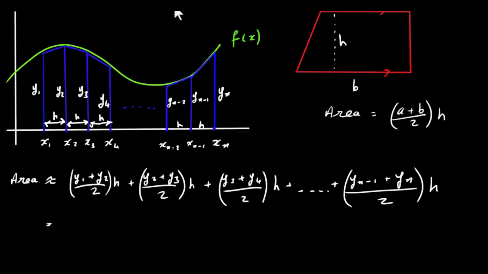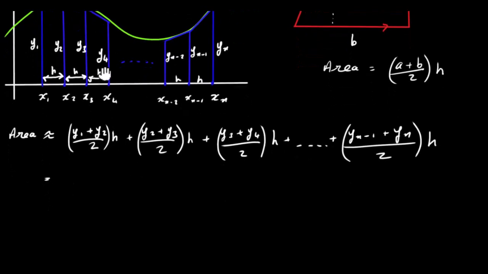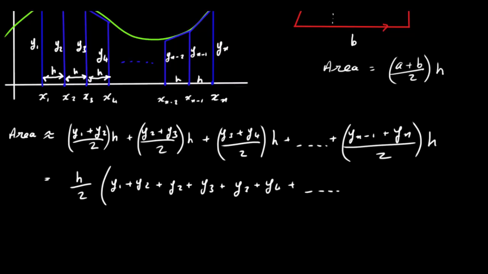Okay, so what we can do now is just simplify this. Let's see what we've got here. In each term we've got an h over 2. Got an h over 2, an h over 2. So I'm going to factorize that outside the bracket. Inside the bracket then we're left with y1 plus y2 plus y2 plus y3 plus y3 plus y4 plus all the way out to yn minus 1 plus yn.